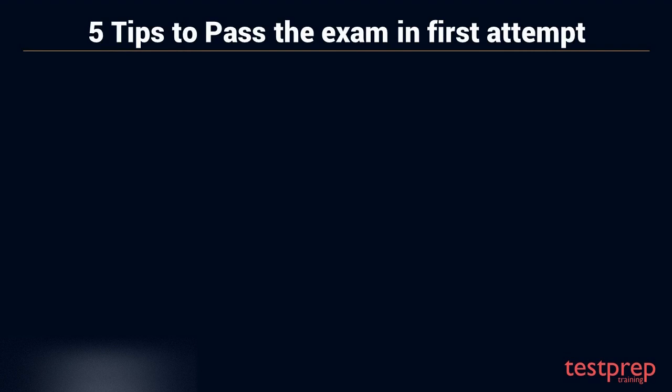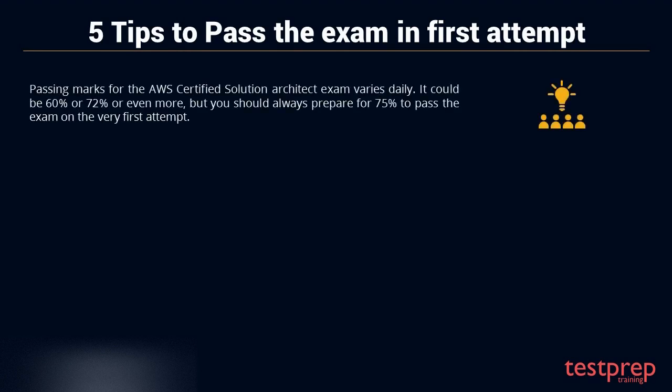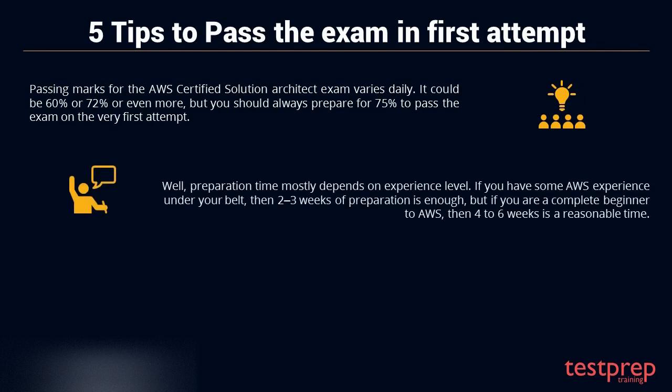5 tips to pass AWS certifications in the first attempt. First, passing marks for the AWS Certified Solutions Architect exam vary daily. It could be 60% or 72% or even more, but you should always prepare for 75% to pass the exam on the very first attempt. Second, preparation time mostly depends on experience level. If you have some AWS experience under your belt, then 2 to 3 weeks of preparation is enough, but if you are a complete beginner to AWS, then 4 to 6 weeks is a reasonable time.